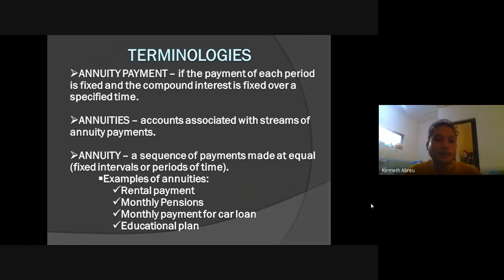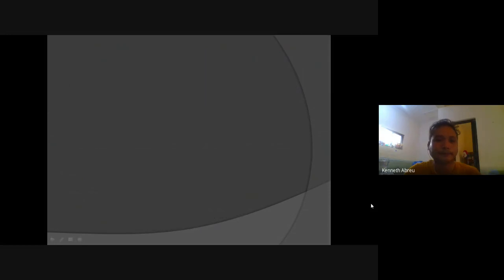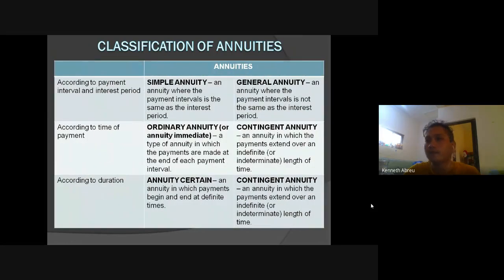And when we say annuity, it is a sequence of payments made at equal or fixed intervals or periods of time. Here are some of the examples of annuities. First one, we have rental payment, monthly pensions, monthly payment for car loan, and educational plan. Here are the classifications of annuities according to its period.